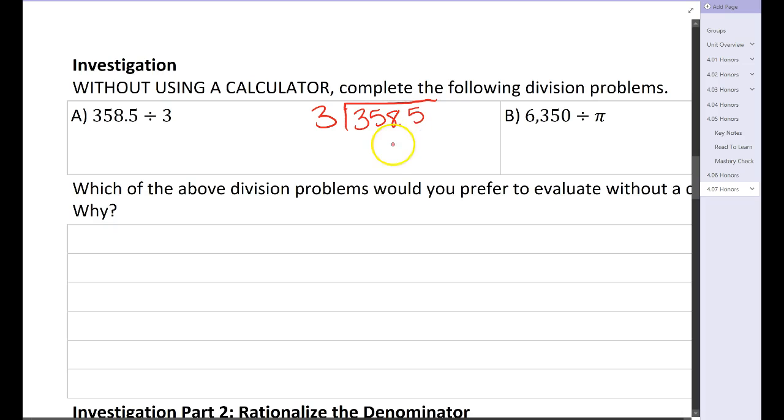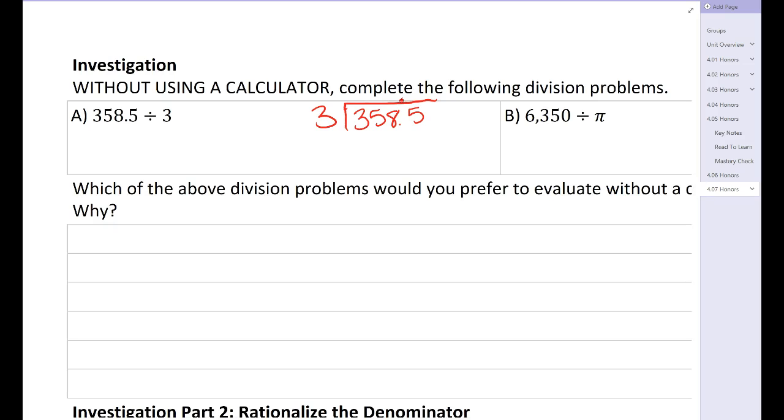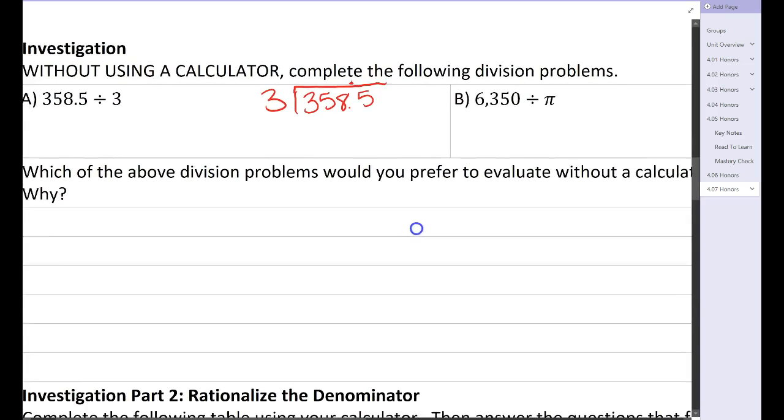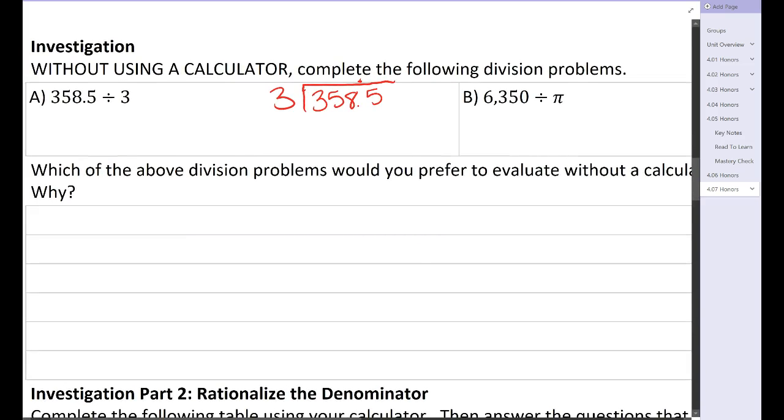And then remember, the decimal just comes straight up. I'm going to let you deal with this for a few minutes. Once you're done, come back and we're going to talk about what it's like to do both of these problems. And over here, obviously, we would have pi on the outside of the division symbol, and on the inside we have 6,350. Go ahead, pause the video, give it a shot.